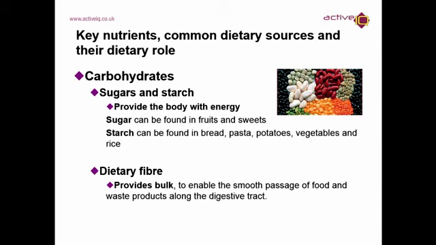We then also have starchy carbohydrates, which can be found in things like bread, pasta, rice and potatoes. We find them in vegetables as well, but not in such a high percentage. But that's where we can find our carbohydrates. Carbohydrates also contain some fibre, and what fibre does is enable smooth passage of food through our digestive system and down through the digestive tract.